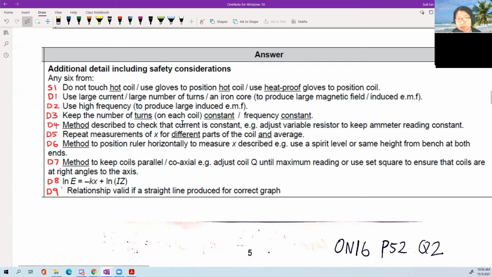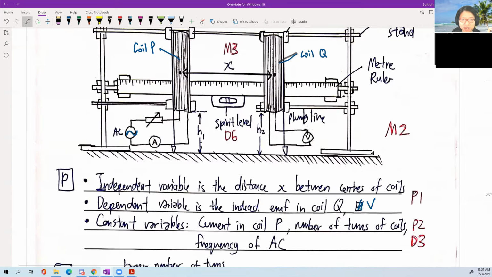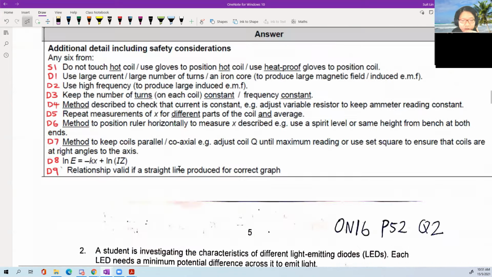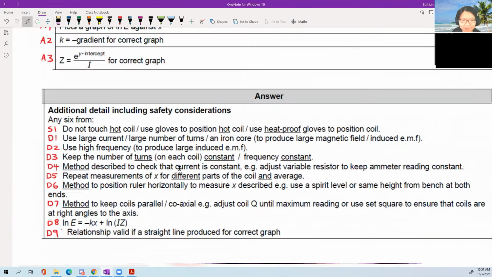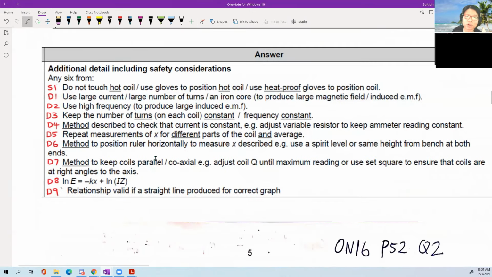Whenever you want to repeat a measurement for a circular object, mention that you measure X at different parts. The word different has to be there, and average. Then position the ruler horizontally, so use a spirit level, or measure the same height from the bench on both ends. So you measure H1 here, you measure H2 here, then you make sure they're the same, provided your bench or your tabletop is okay. And then you also must have a way to keep the coils parallel. Until maximum, use a set square to ensure the coils are at right angles. A plumb line would work too.